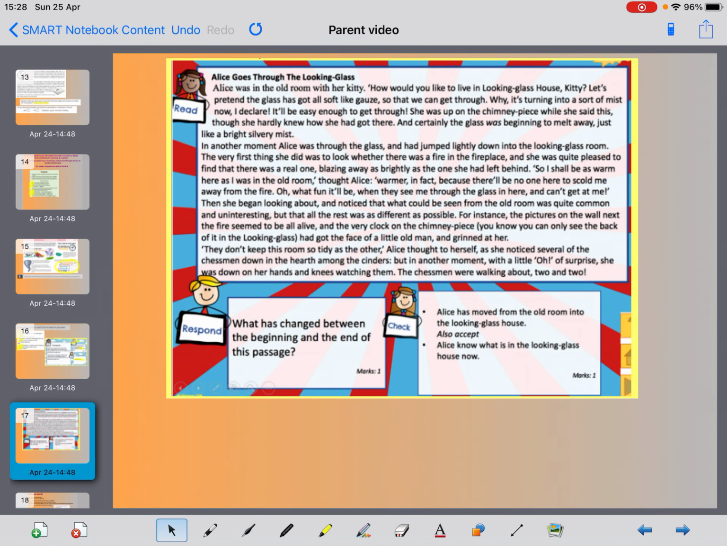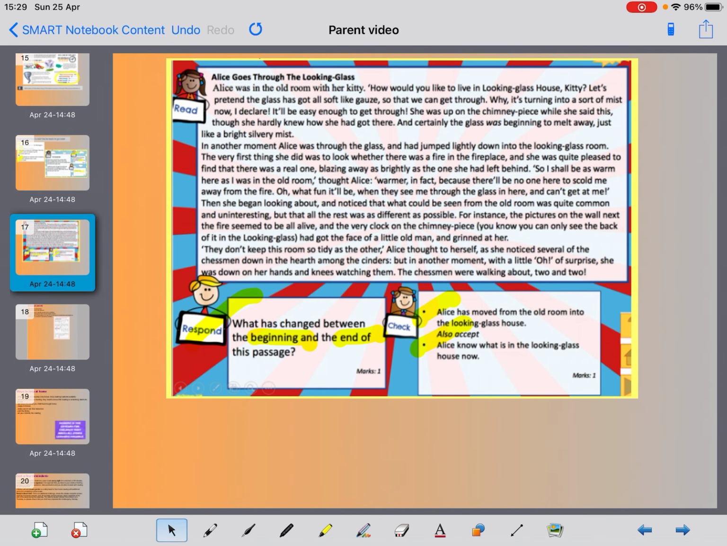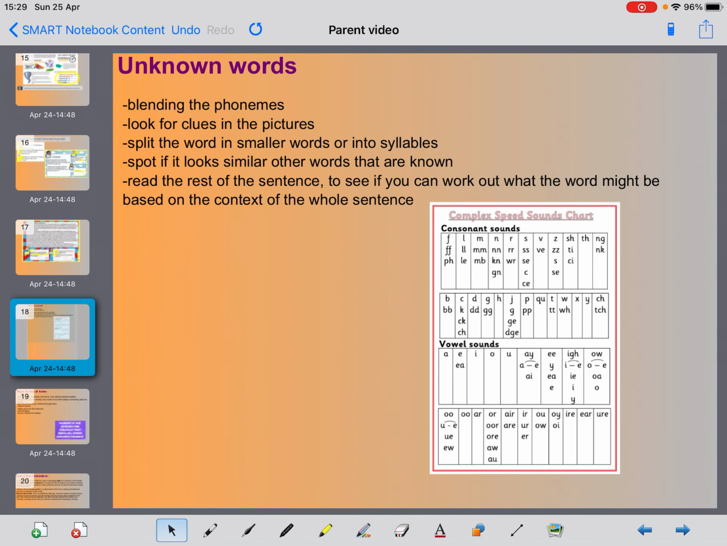Another question might be, what has changed between the beginning and the end of the passage? So they would have to read the passage, think about what is happening at the beginning, and what is happening at the end. As they read through, they would notice that Alice has moved from the old room into the looking glass house, or that she knows what is in the looking glass house now. So she's made comparisons from the beginning to the end of the text. Those are the content domains.